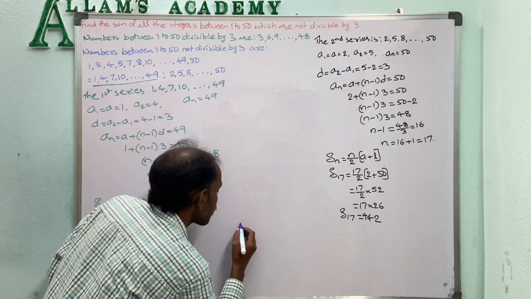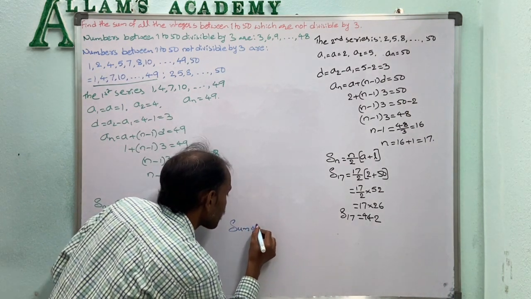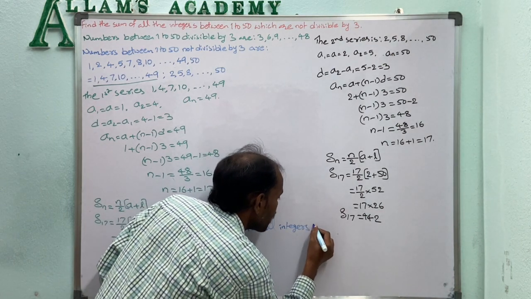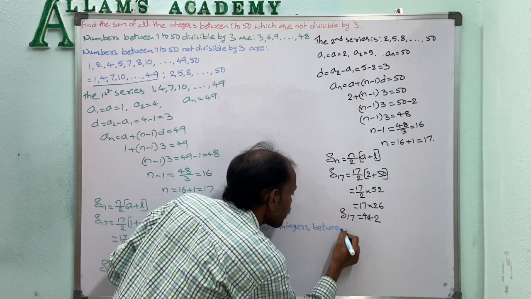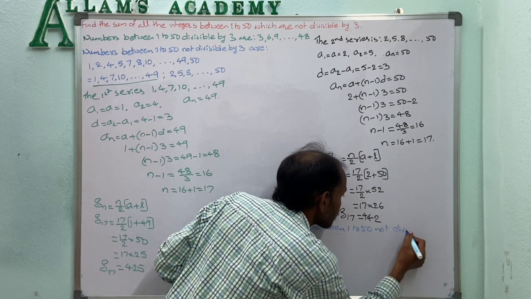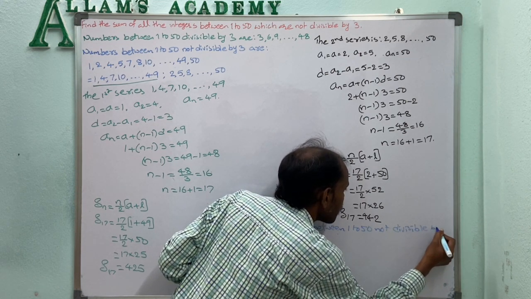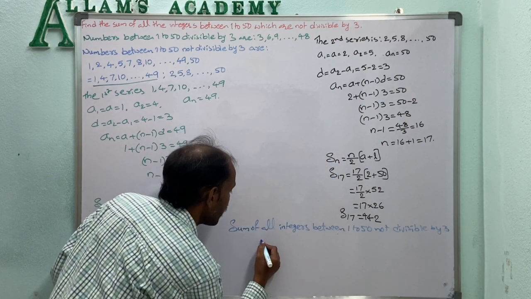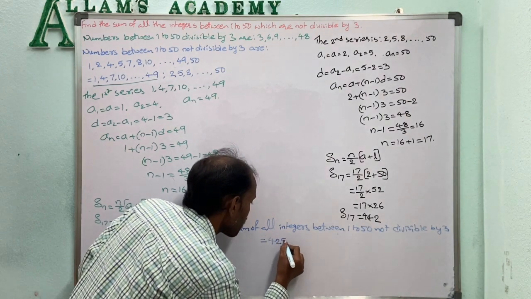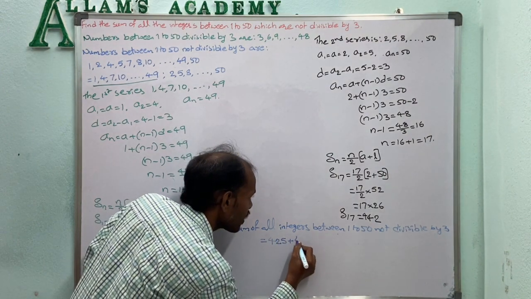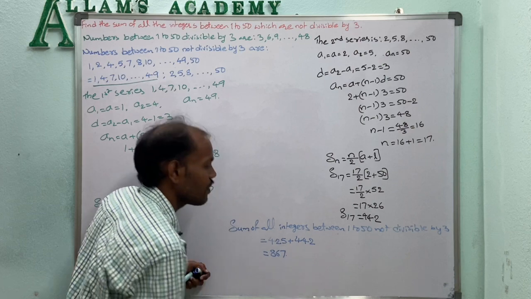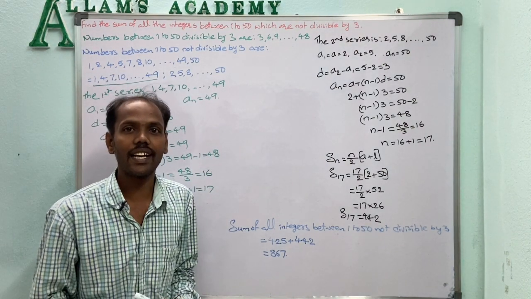Now we have to find the sum of all integers between 1 to 50 that are not divisible by 3. So the sum of all integers between 1 to 50 not divisible by 3 is equal to 425 plus 442, that is equal to 867. So the answer is 867.